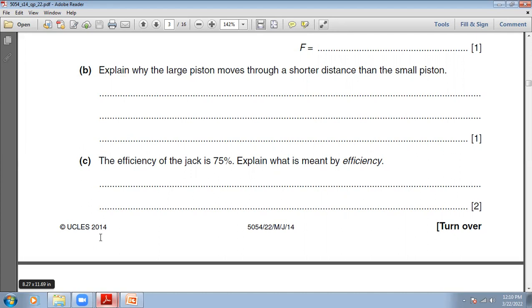Because the jug has a larger cross-sectional area, you will notice that when you pour the water there, the height of that water in the jug will be smaller, because the volume in both places is the same. That's why the larger piston moves a smaller distance.